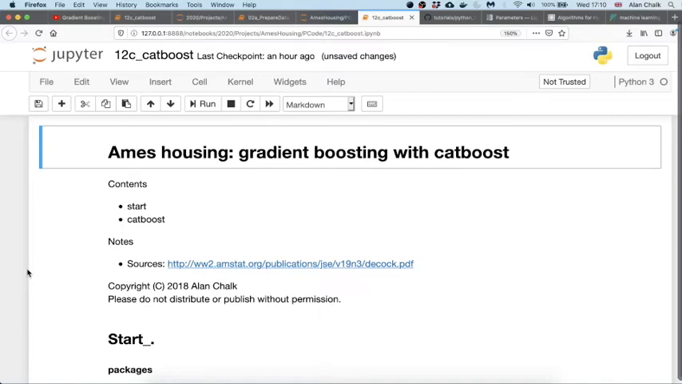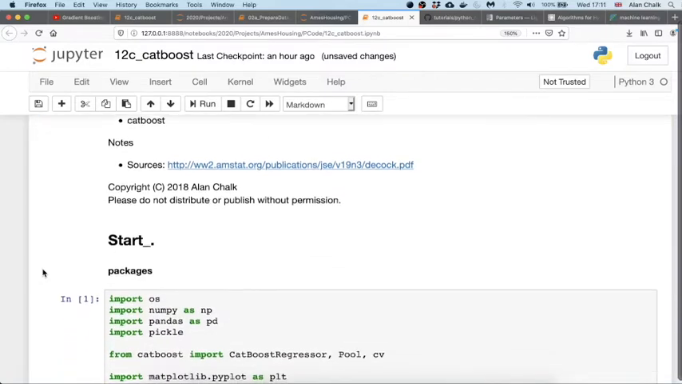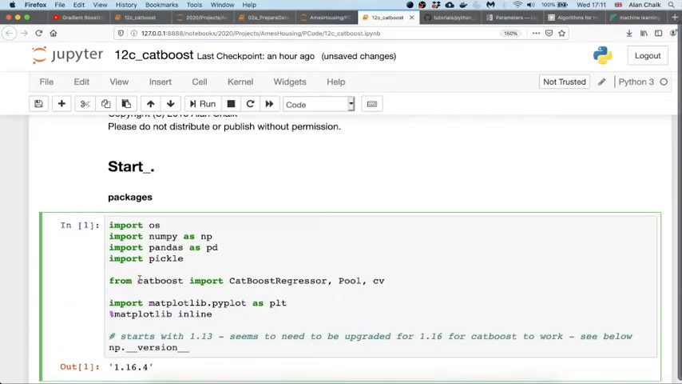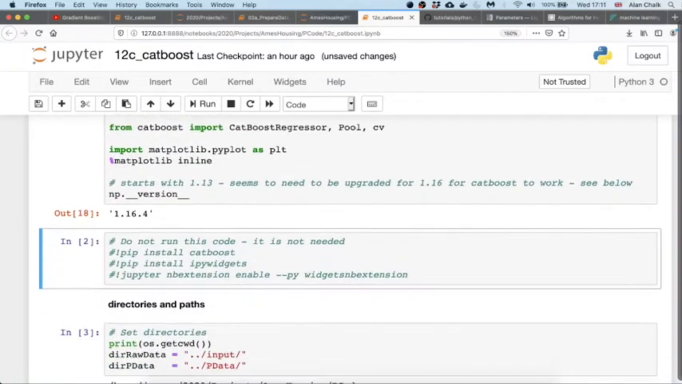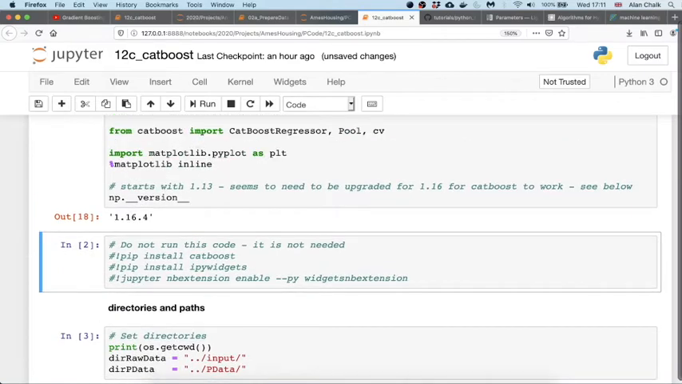Catboost is a very cool looking gradient boosting implementation. It's open source from memory. It's developed by a Russian giant called Yandex, and I've certainly gotten some very good results from it in the past. I seem to be looking at NumPy 1.16.4.